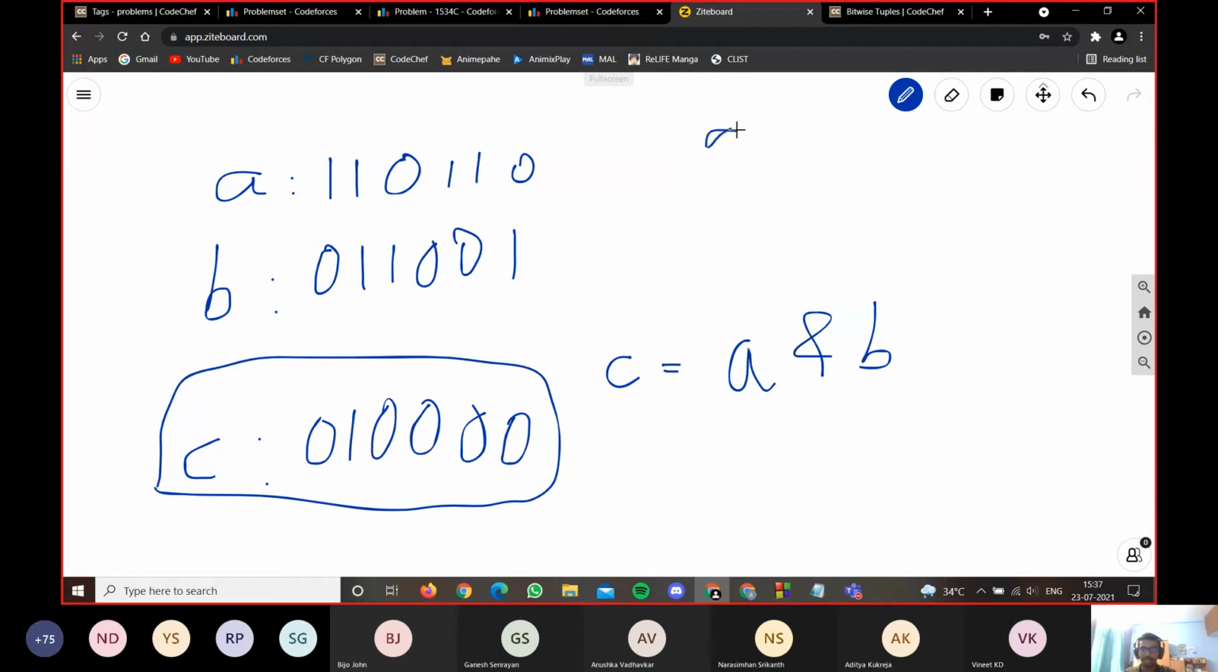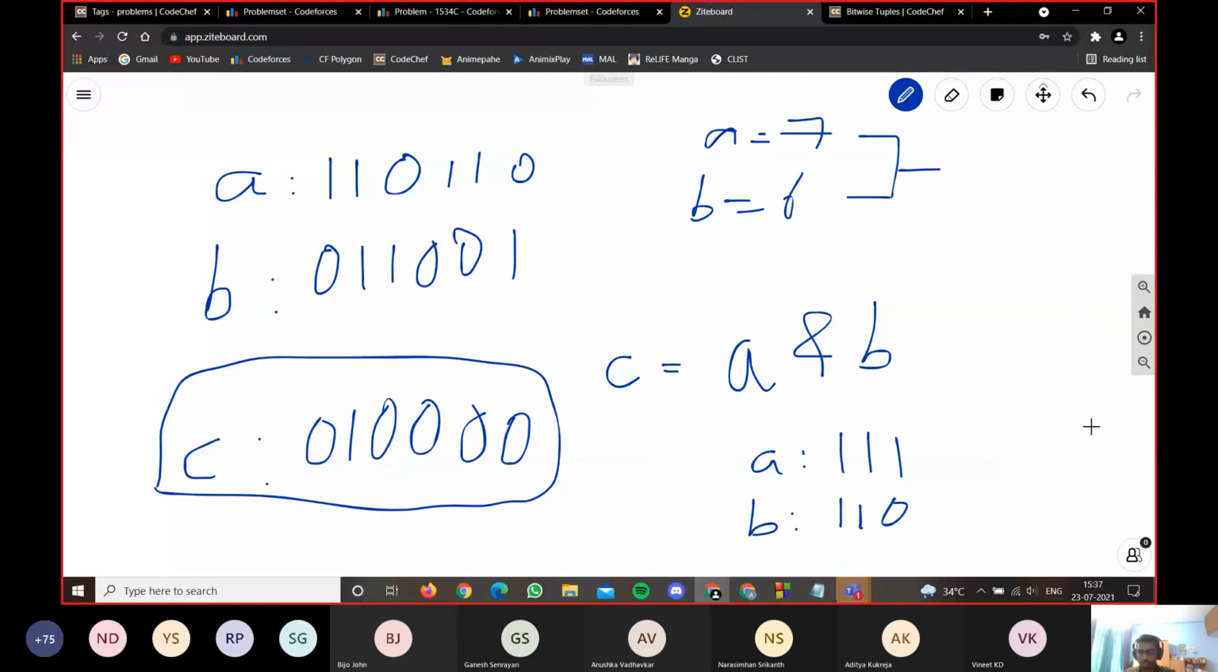So maybe you guys can try out an example. A equal to 7 and B equal to 6. What is the bitwise AND of these two numbers? You can put in the chat. Okay, no. So A's representation is going to be 1 1 1. B's representation is going to be 1 1 0. First bit 0, second bit 1, third bit 1.